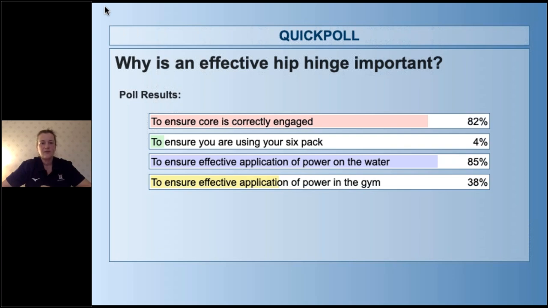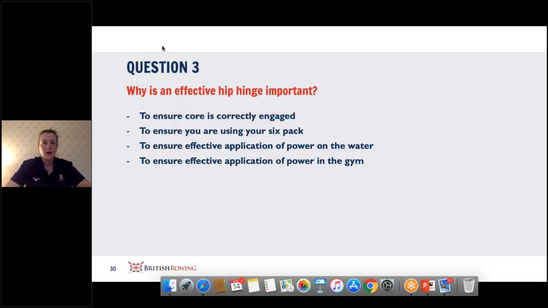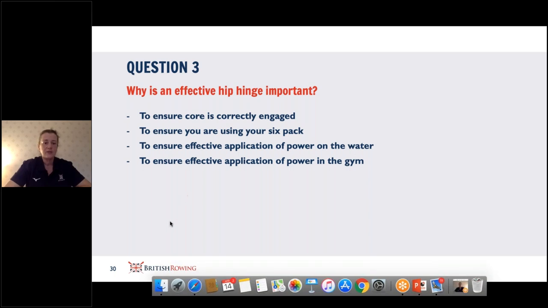Particularly that effective use and application of power on the water, and the hip hinge is huge in some of the movements that we do in the gym as well, depending on what athletes you're working with and what gym work you're doing with them. There's some key movements that we do in the gym as part of an S&C program that really rely on an effective hip hinge as well. So if we're not getting it right, then we're not going to get the benefits of what we're doing in the gym as well. So what does good look like in terms of a hip hinge?